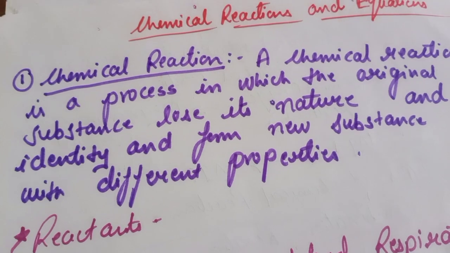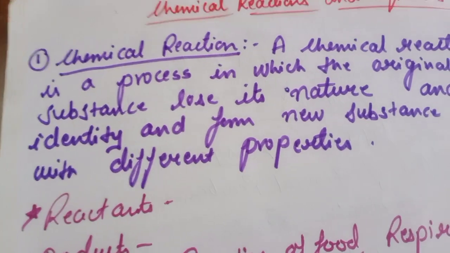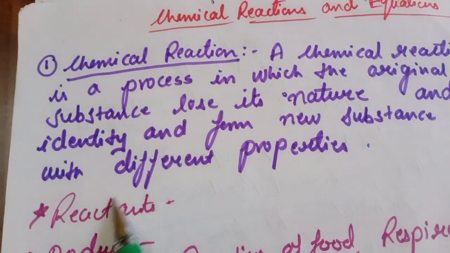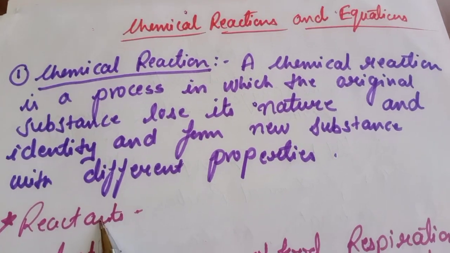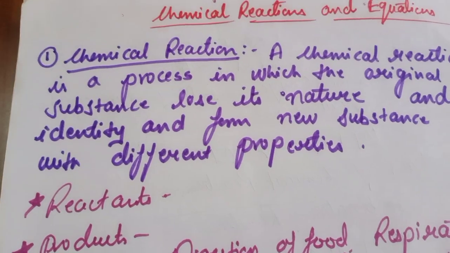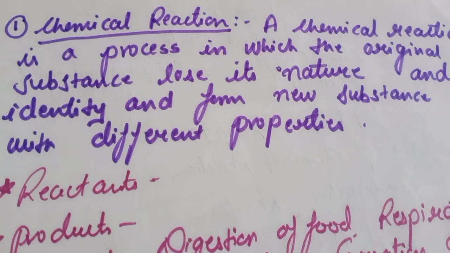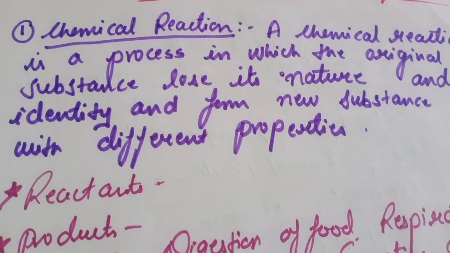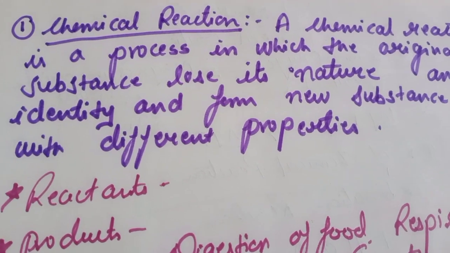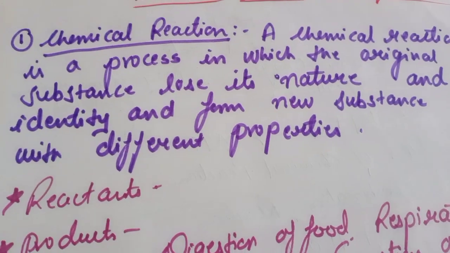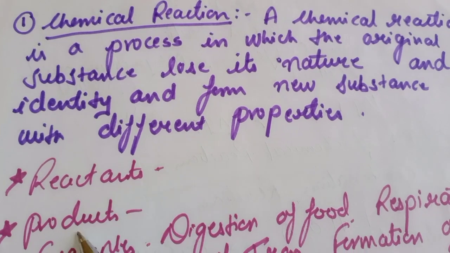Note down. The substances which take part in a chemical reaction are called reactants. So these are known as reactants. Products: the substances which are formed in a chemical reaction are called products. So whatever substances are formed in the reaction, those substances are called products.